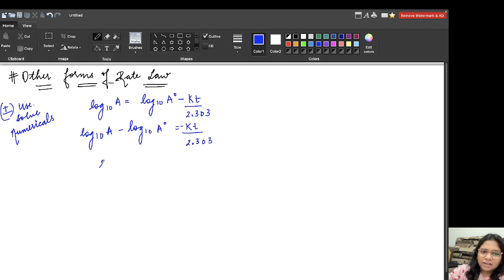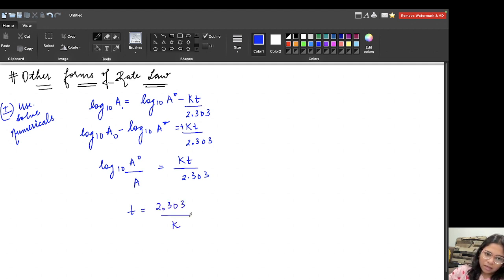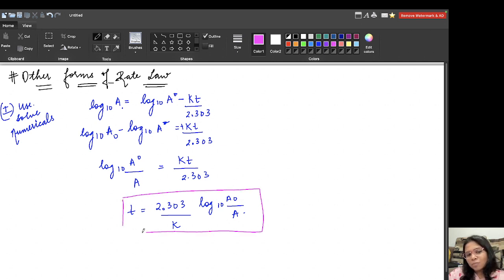Now can I just simply write it as log base 10 of A naught by A? This is my A naught, right? This is my A. So I can write it as log base 10 of A naught by A equal to kt upon 2.303. Here I am not shifting this minus, okay? I am writing like this. So what will it be? t equal to 2.303 by k log base 10 of A naught by A. A naught is initial, A is your final. So this is a third equation which you have got, t equal to 2.303 by k log base 10 of A naught by A.